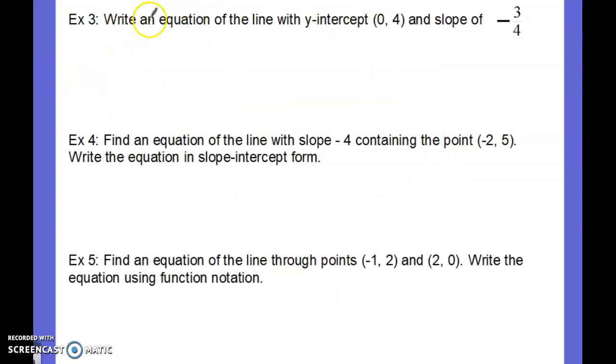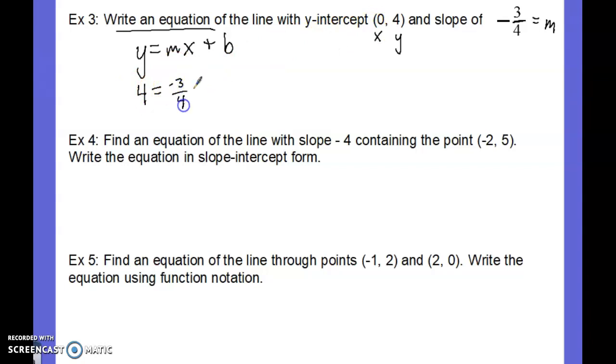This next one, they're asking you to write the equation now. Now, there's two ways to do this. Probably the most common way that you've been taught before is to start with this premise of y equals mx plus b. And then in this problem, you have an x value, 0, for the y value, 4, and this represents m. So you can start plugging in. Okay, so we have 4 is y, -3/4 is your slope, your x value is 0.